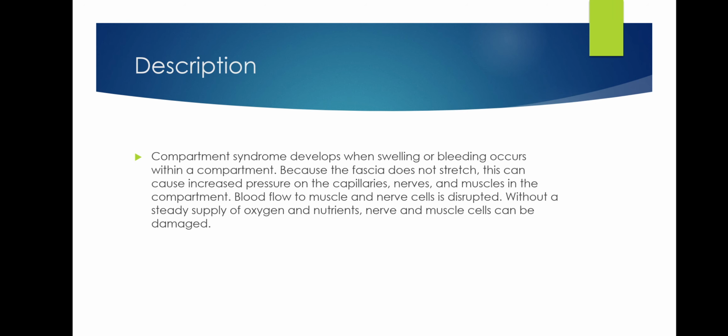When we talk about compartment syndrome, this develops when swelling or bleeding occurs within a compartment. Because we earlier talked about it, the fascia that surrounds our compartments does not stretch. This can cause increased pressure on the capillaries, nerves and muscles in the compartment. Therefore, blood flow to the muscle and nerve cells is disrupted. Without a steady supply of oxygen and nutrients, nerve and muscle cells can be damaged.